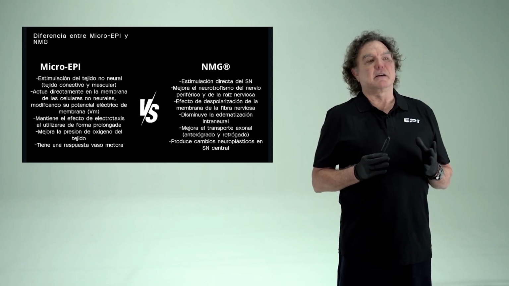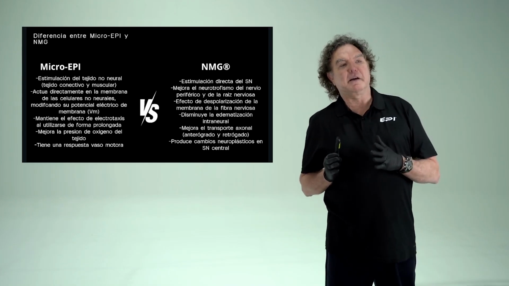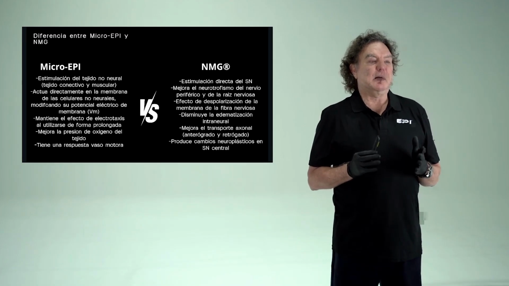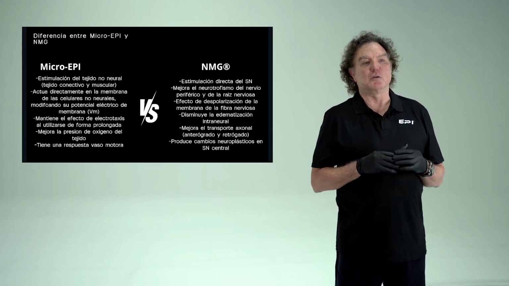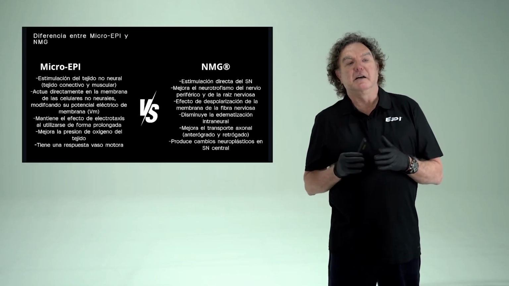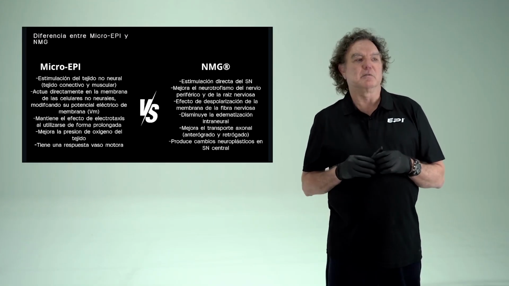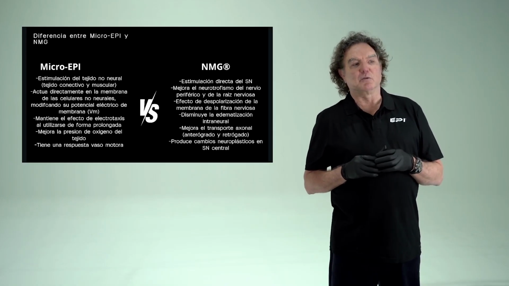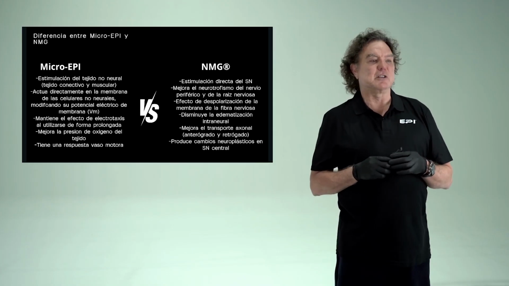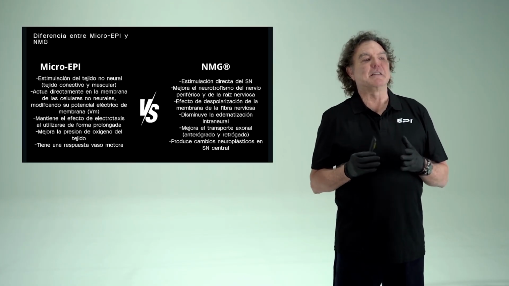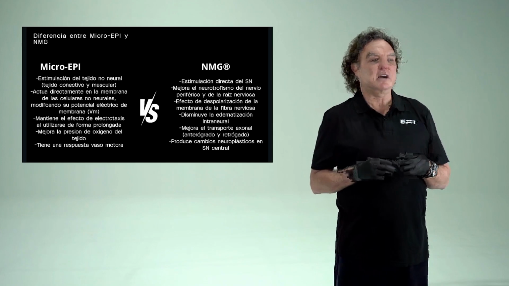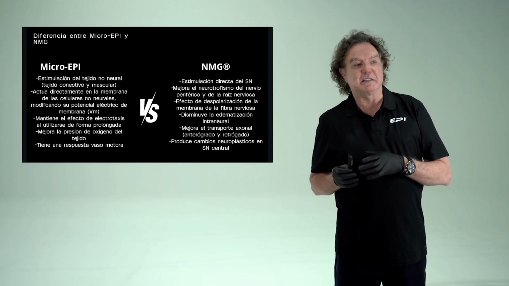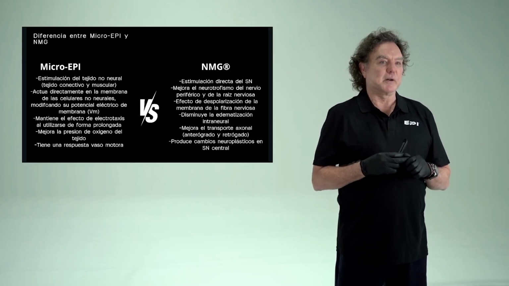What is the difference between galvanic microcurrent and galvanic neuromodulation? With galvanic microcurrent, with micro-EPI, what we do is stimulate non-neural tissue, whereas galvanic neuromodulation is a direct stimulation of the nervous system. Galvanic microcurrent acts directly on the membrane of cells, modifying that membrane potential, that electrical potential. It will maintain that electrotaxis effect when used for a prolonged period. It will improve the oxygen pressure in that tissue. It will also modify the pH and produce a vasomotor response.